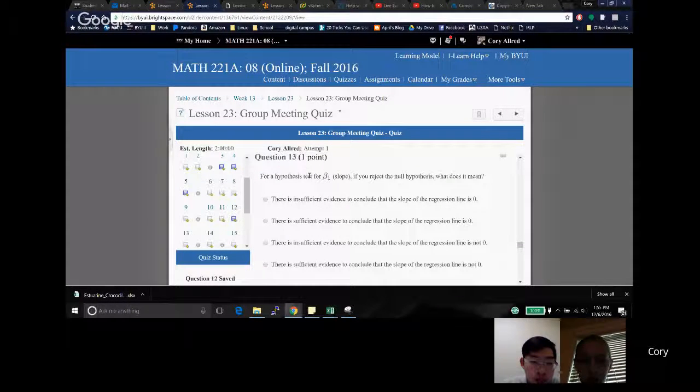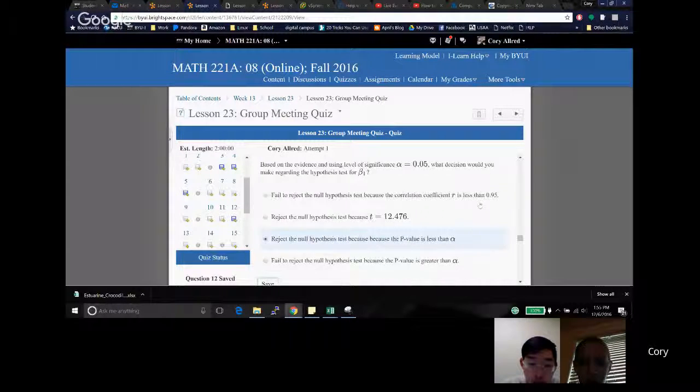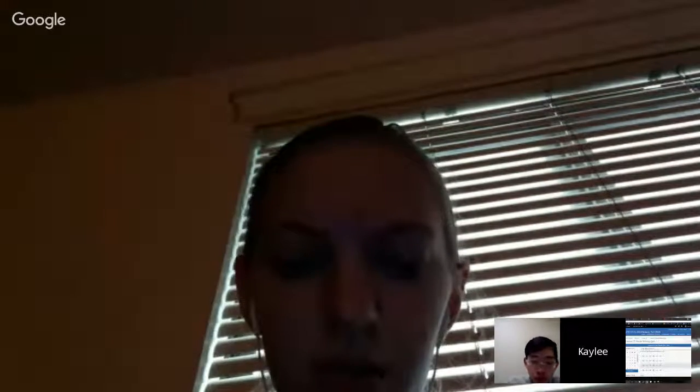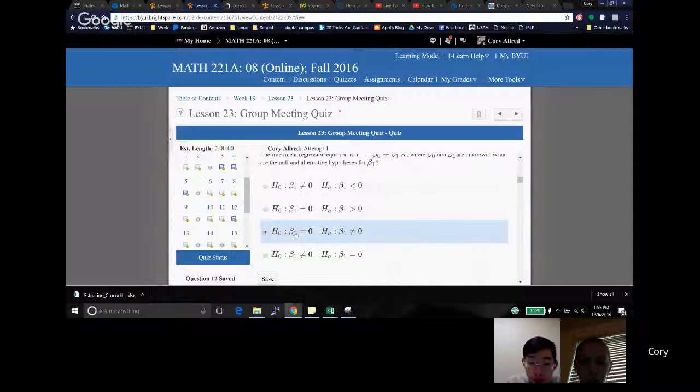So for hypothesis test B1 slope, if you reject the null hypothesis, what does it mean? So if we reject, it's the last one. There is sufficient evidence, right? If you reject a null, there's significant evidence that B1 is not 0, so it's the last one.